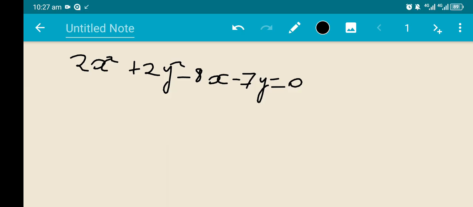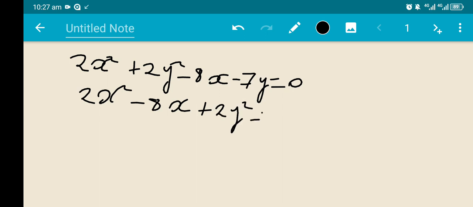Now what we're going to do here is this. We're going to use the completing the square method. Some of you may not know it, but I'll just do a simple revision over it, then we'll carry on. So let's group the like terms together first. What we're going to have then is 2x squared minus 8x plus 2y squared minus 7y should be equal to 0.